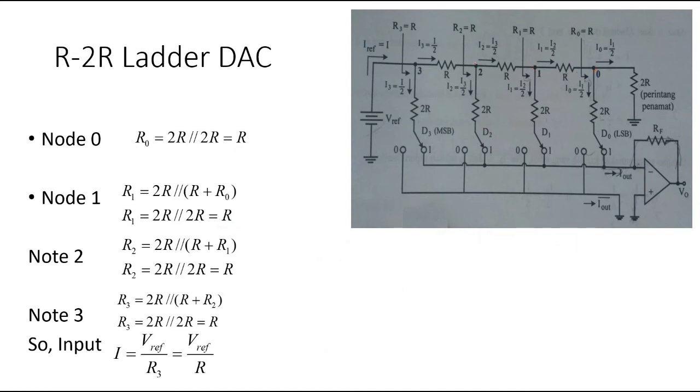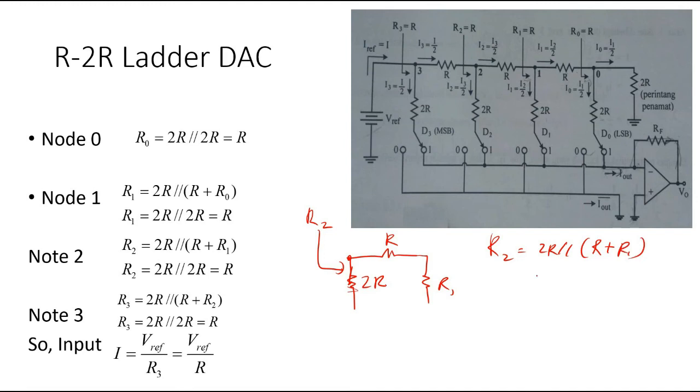Then we look at the next one. For R2, at the second node it is the same. If we draw, here is 2R, here is R, and here is R1. Here we want to look at R2. So the same equation, R2 equals 2R parallel with R plus R1. R1 equals R, so 2R parallel with 2R, and we will get R2 equals R. And R3 is also the same here. To measure R3, we will get R3 equals R.